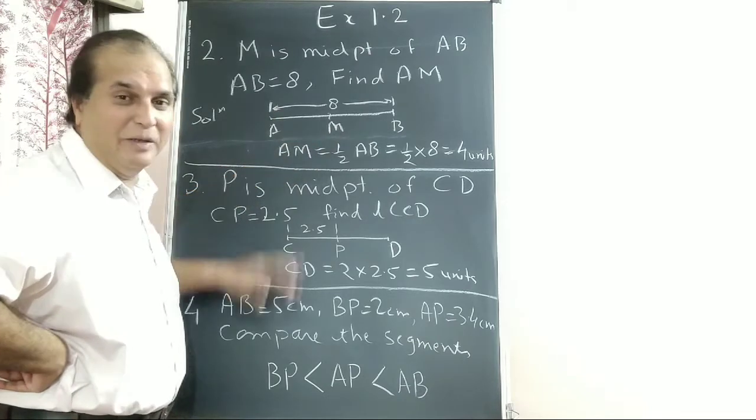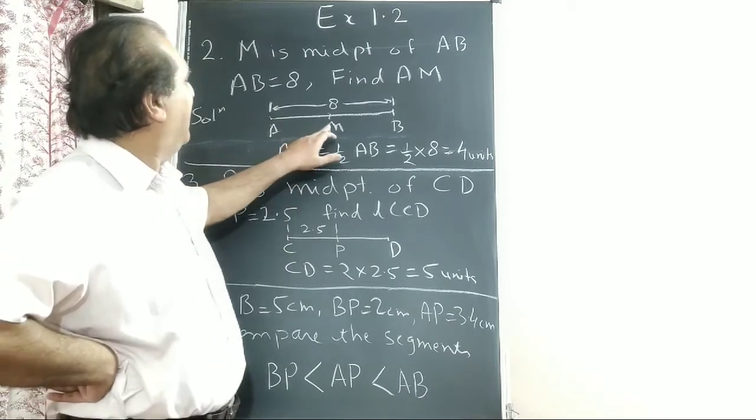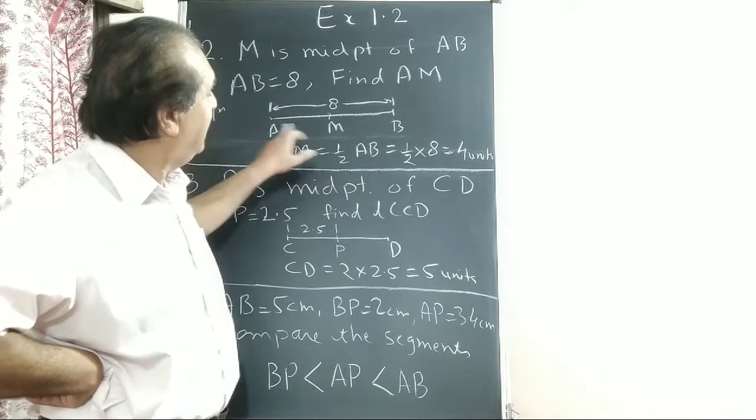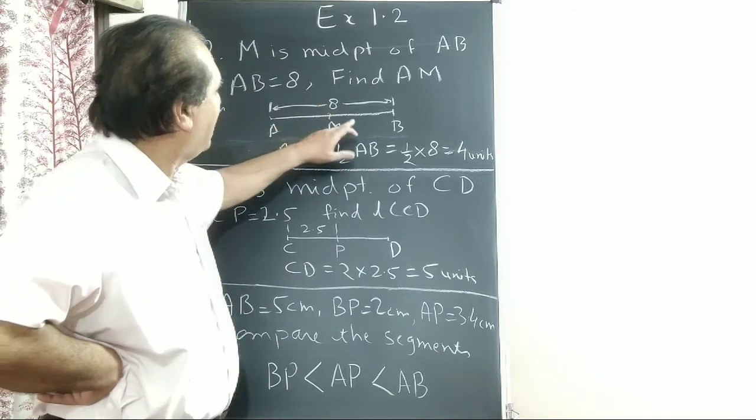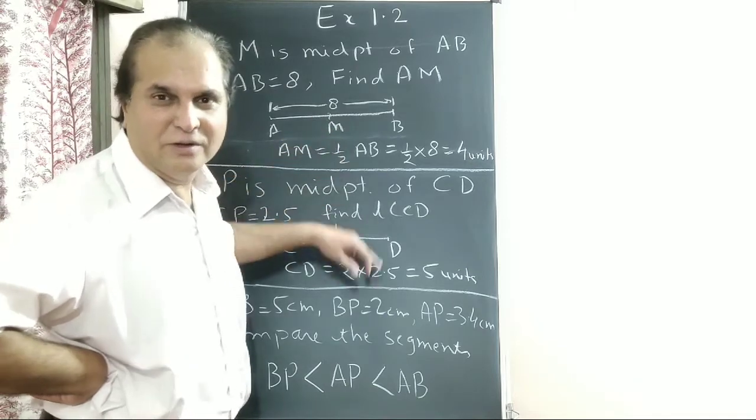Understood? Midpoint of a segment. M is midpoint of AB if AM equals BM. So 8 divided by 2 is 4. Correct?